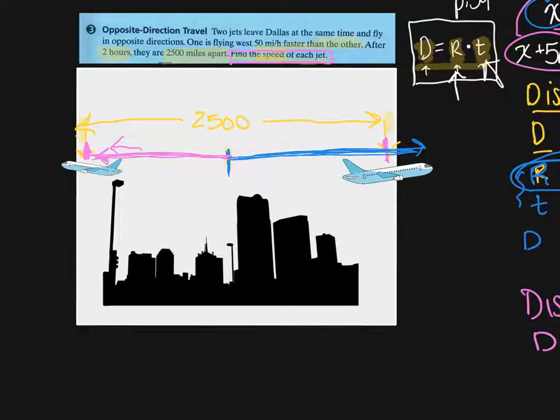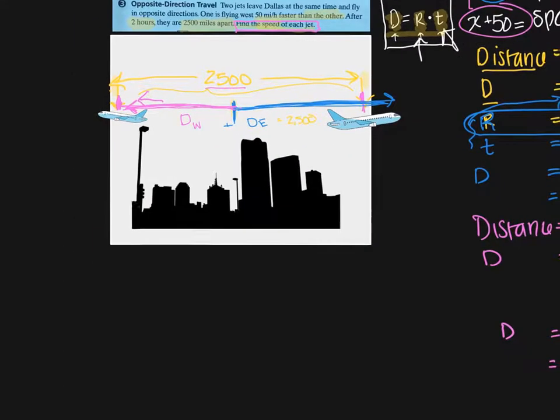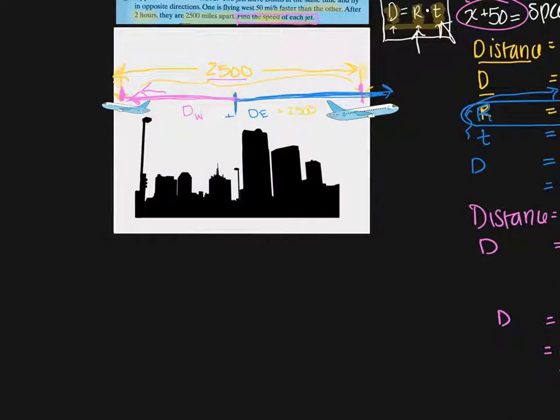And so the total distance, this total 2,500, is the distance of my westbound jet plus the distance of my eastbound jet. That ends up equaling this 2,500. The 2,500 is this whole part. So I've got to look at this problem as a distance problem. I have to set my distance of my westbound jet, add to that the distance of my eastbound jet, and then hopefully I will get this 2,500 because they're going in opposite directions. They're not going along the same path.